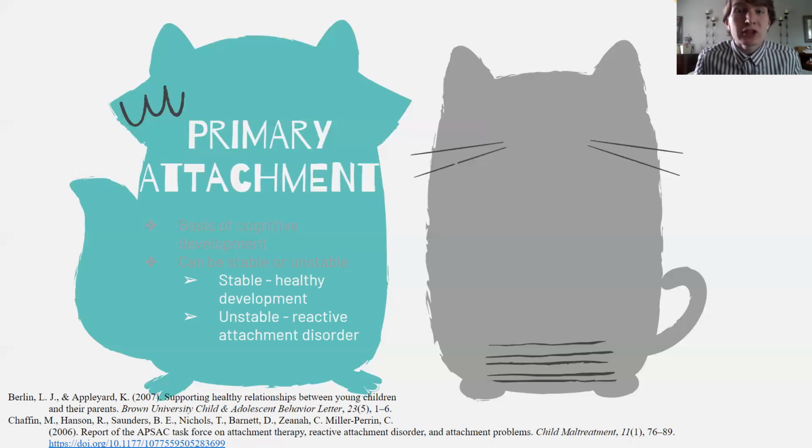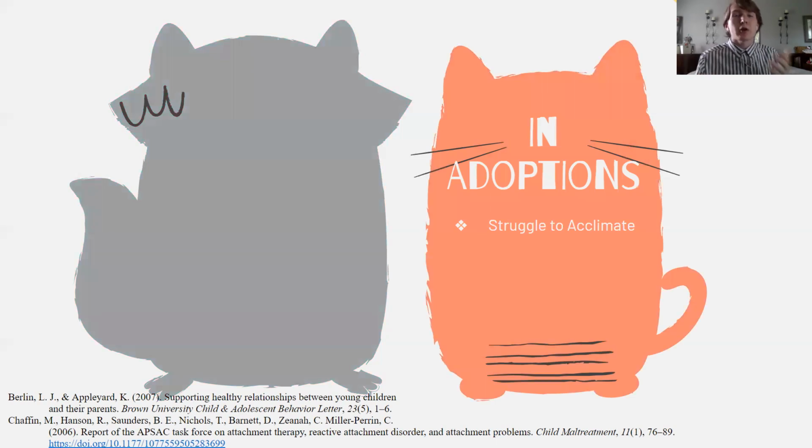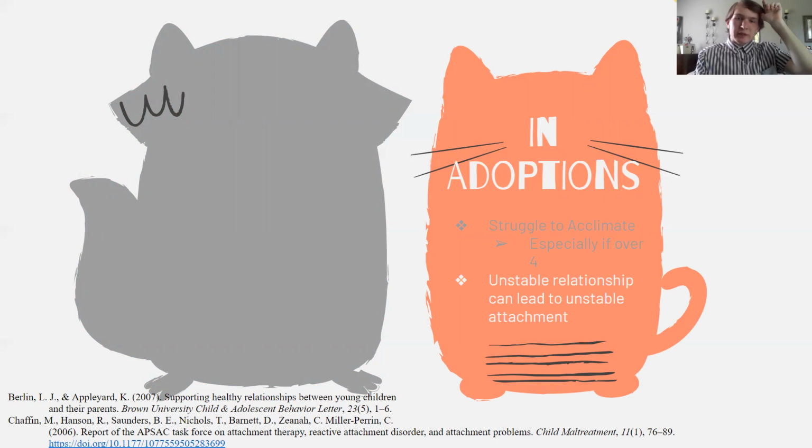Now, when it comes to adoptions, there can also be what we call a struggle to acclimate, because the acclimation period, those first few months after the adoption is completed, when everything is just settling in and settling down, is when an attachment is going to form. However, it's especially hard for older children, specifically over the age of 4. And for these older children, this period is super important because an unstable relationship during this period will lead to an unstable attachment.